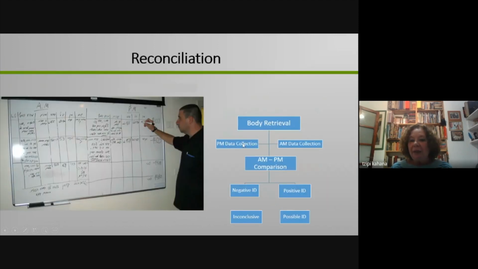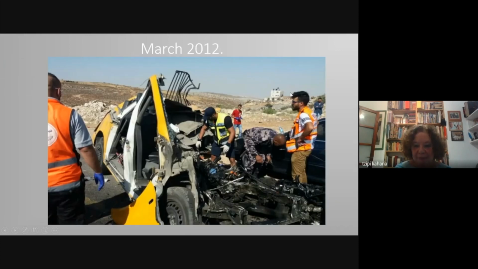So we have taken postmortem data, we have taken antemortem data, and now we want to compare it. We want to do a reconciliation between these two sets of data. If we have a very small disaster, we can even do it manually. You put all your antemortem data on one side, and your postmortem data on the other side, and you sit with the odontologist, you compare what we have, and you can make an identification. But things are not so easy. Usually they are much more complicated.